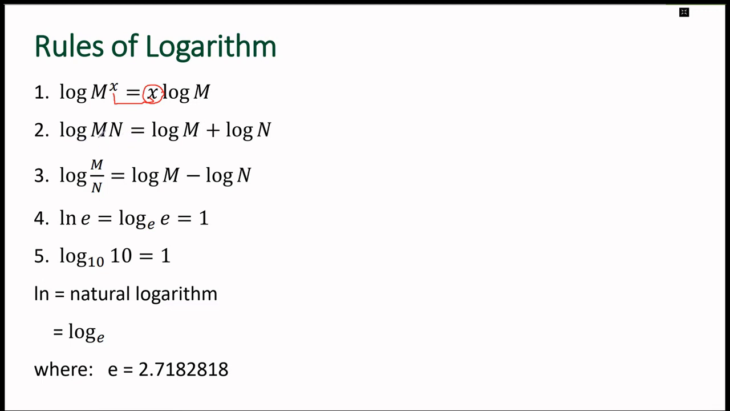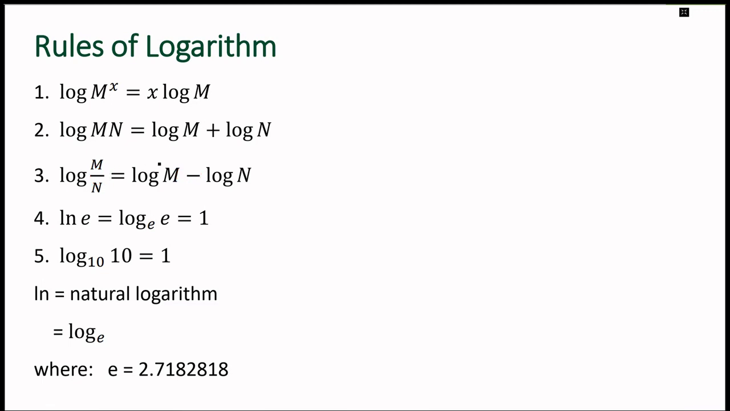So next is log of m times n. You have log of m plus log of n. The operation is multiplication, but now you can add. So it gives a different perspective on how you solve. So m over n is almost the same as this one, but this one is minus, if it's a division operation.